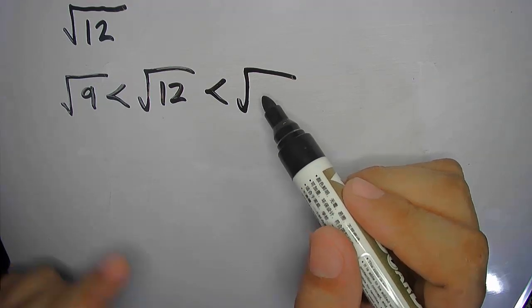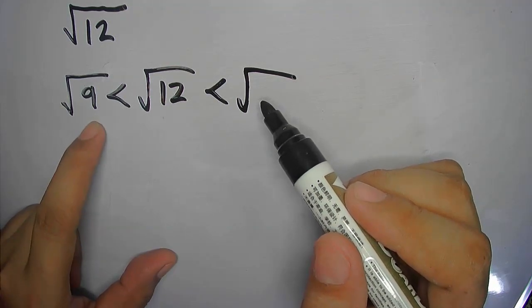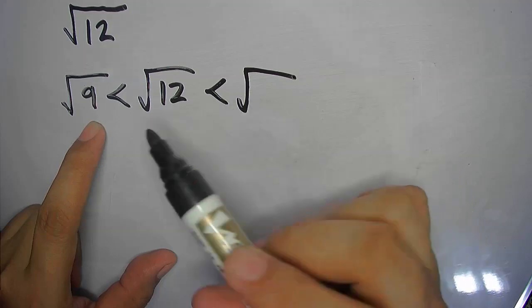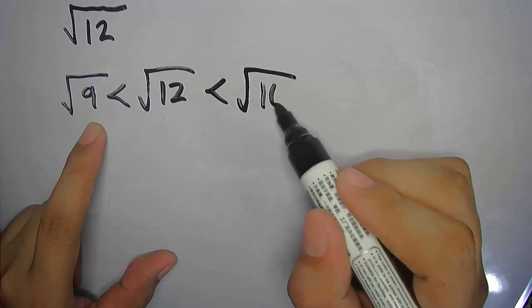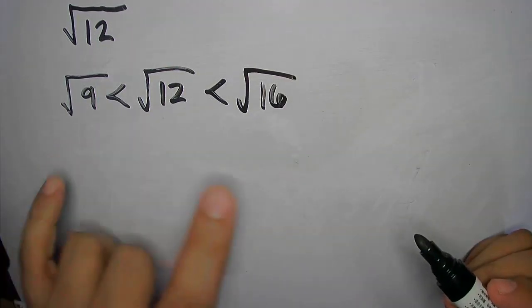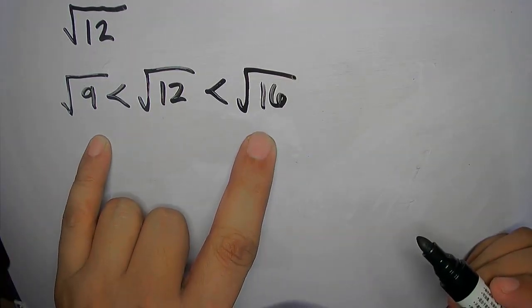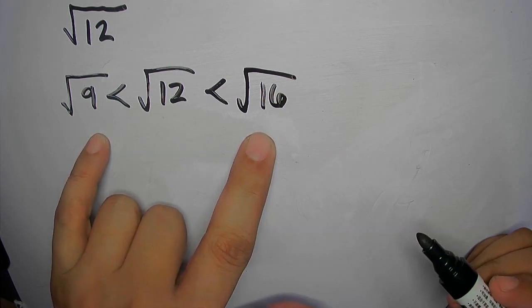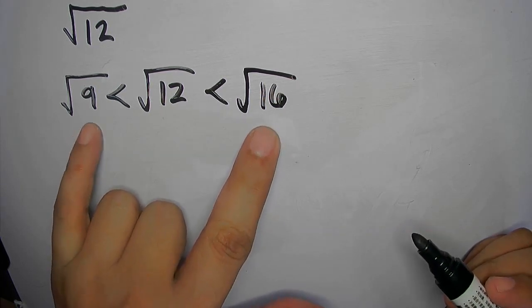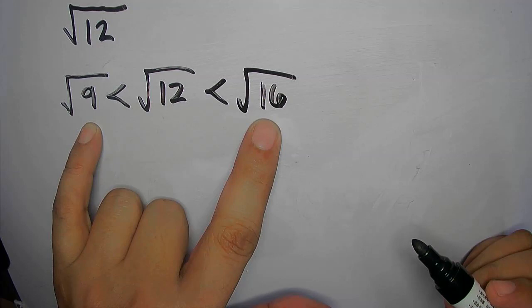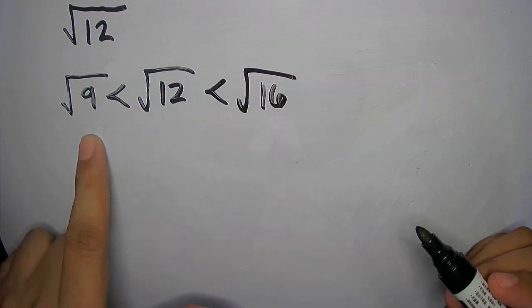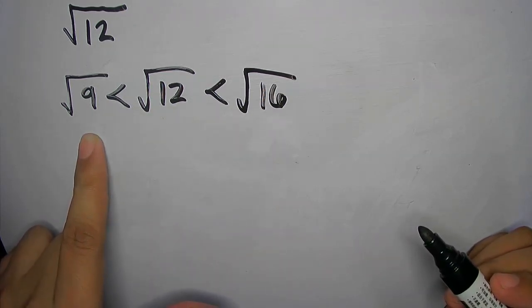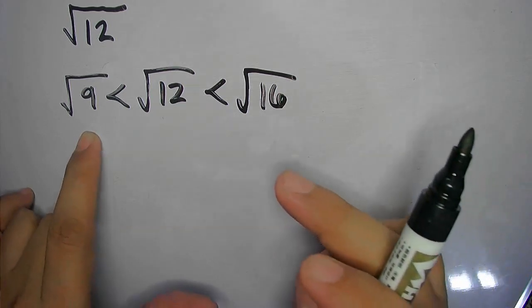So, if this 9 comes from 3 times 3, the next one is 4 times 4, and that's 16. Okay? The square root of 9 and the square root of 16 are rational square roots, because 9 and 16 come from 3 times 3 and 4 times 4 respectively.